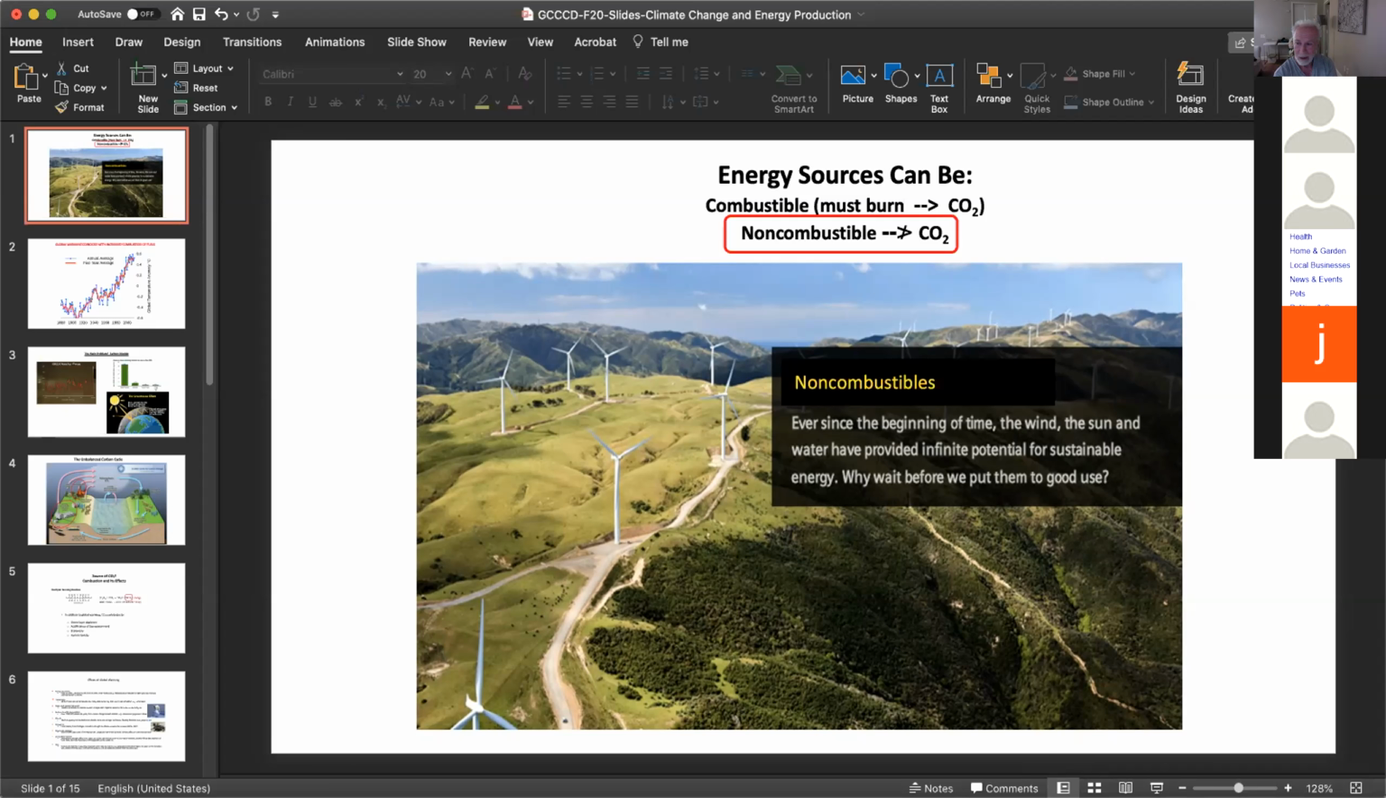Anything else before I change the subject? Can you see energy sources? Yes. All right.